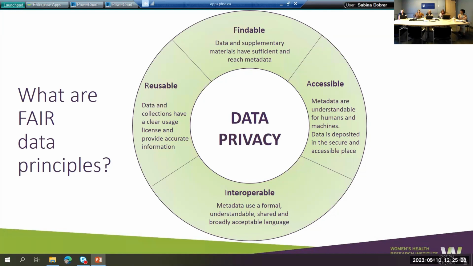And data should be reusable. By creating data in a structured way, for example as a relational database, and having decent metadata, it gives other people the opportunity to use our data in a really easy way.